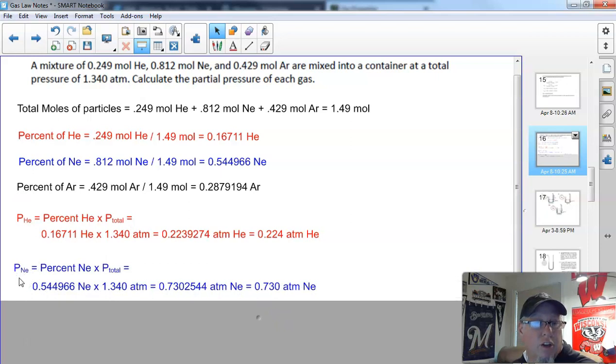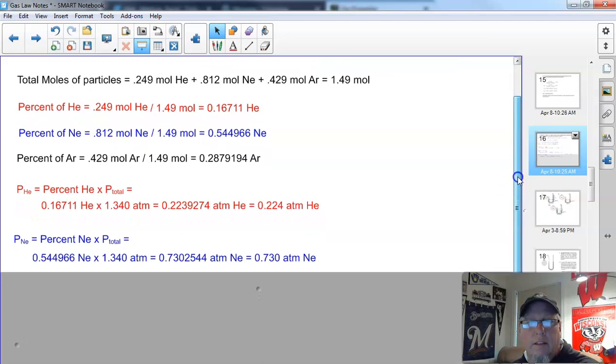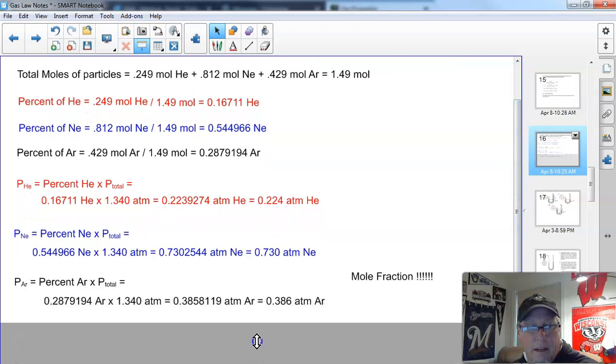If I want to know the pressure caused by neon, I take the percent of neon times the pressure total. Just for the record, in my problem, I have 3 significant digits for neon, 4 for my total, which is why I rounded to only 3 in my final answer. And the last one here, if I want to know what the percent is argon, I'm going to take the percent of particles that are argon times the pressure total, and this is the pressure caused by argon.